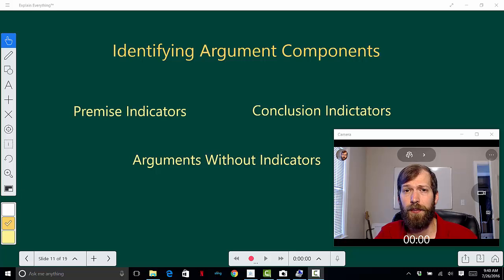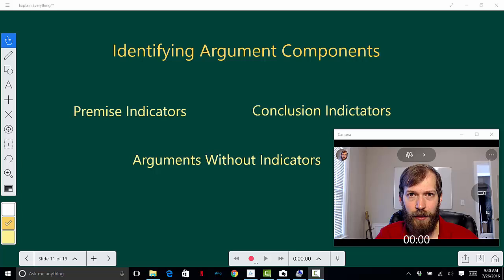Now that we've defined arguments, looked at the components, and even looked at the structure of arguments, and have gotten a sense of what we're trying to analyze, we need to turn our attention to identifying those various components of arguments. In short, you can't analyze an argument very well if you can't tell the difference between a conclusion and a premise.